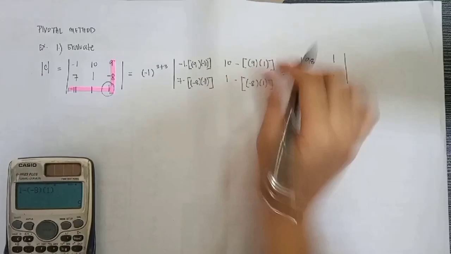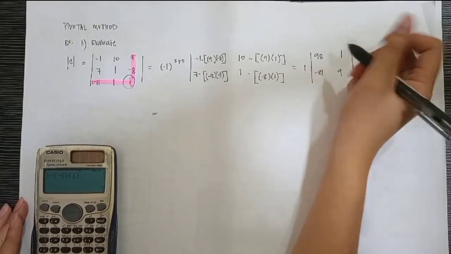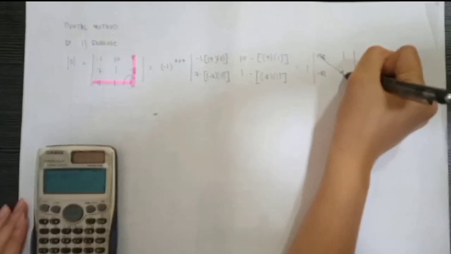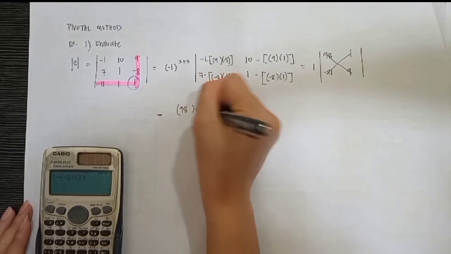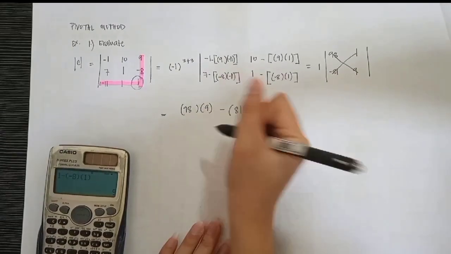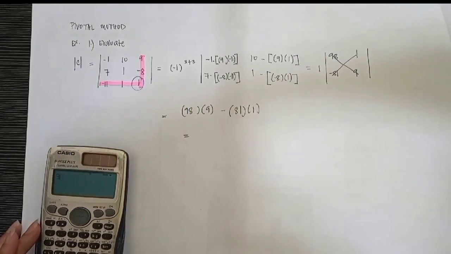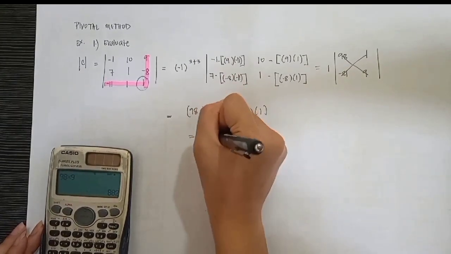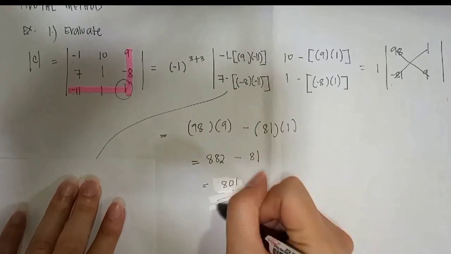By simplifying it, we will get 1, 98, -81, 1, and 9. For this, we will use the basket weave method, then multiply 98 by 9 and -81 by 1. Multiplying 98 by 9 equals 882. And 81 multiplied by 1 equals 81. Equals 801.